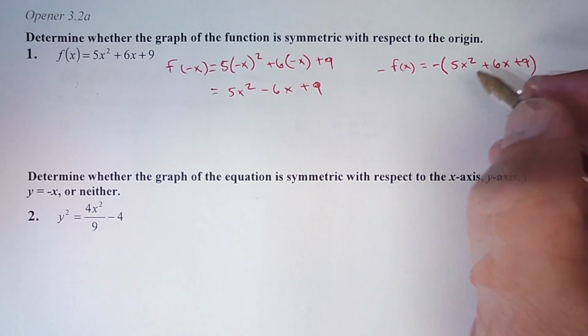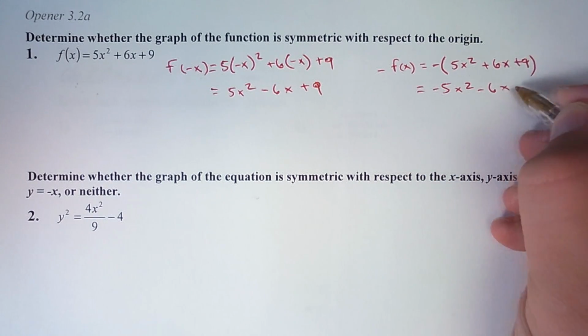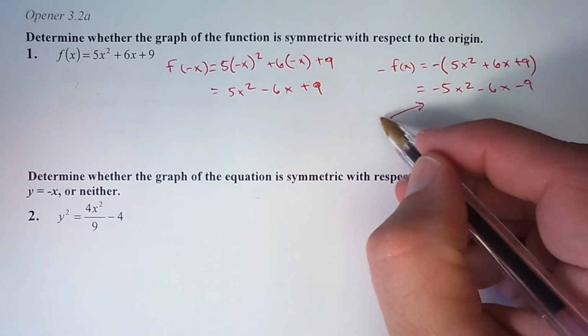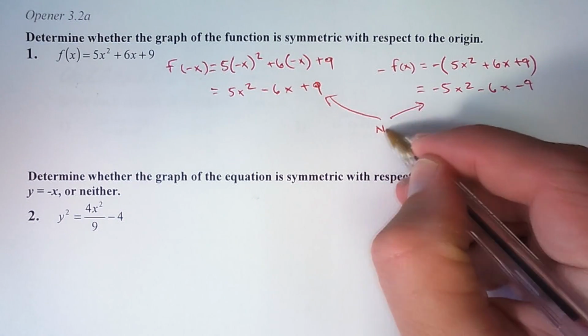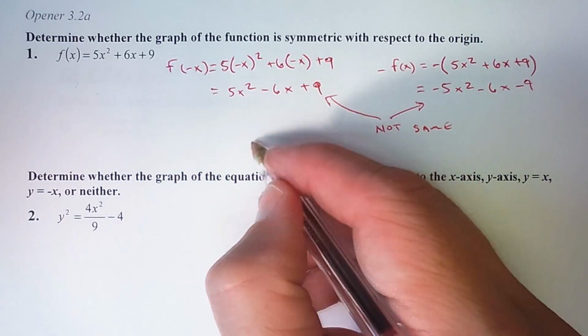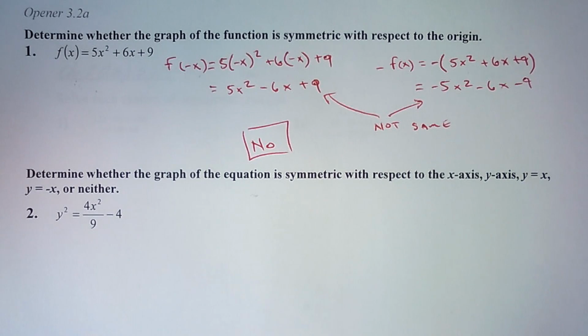And I can distribute that negative and get negative 5x squared minus 6x minus 9. This and this, they are not the same. So the answer is no. It does not have symmetry with respect to the origin. It is not an odd function.